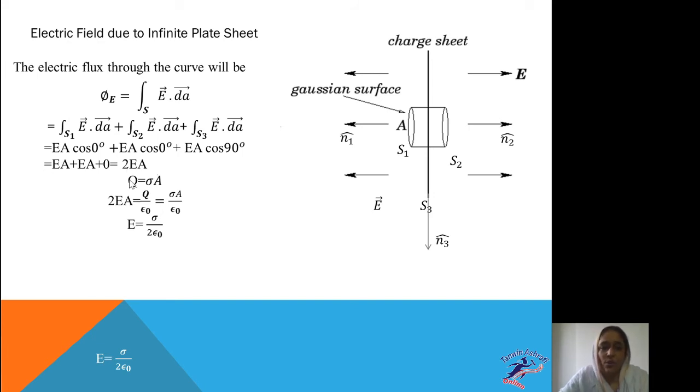Now we know by the Gauss law, the total flux is equal to the total charge divided by epsilon naught. Here the charge is sigma into A, since we are talking about the surface, divided by epsilon naught. Therefore, when we cancel A, we get E equal to sigma by twice epsilon naught.